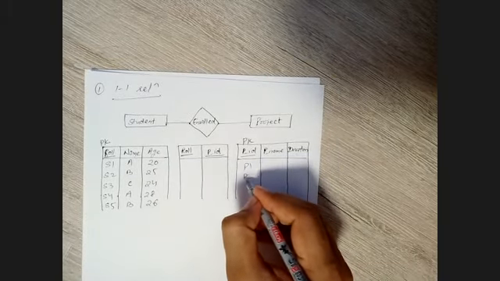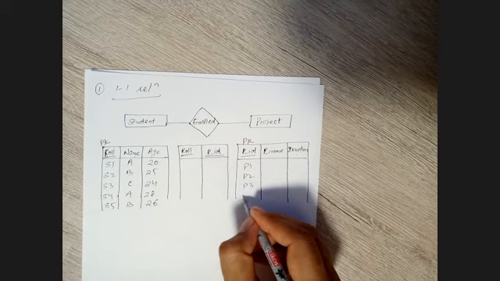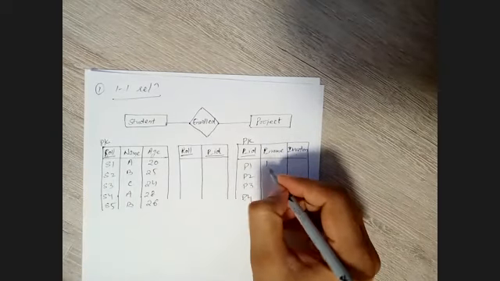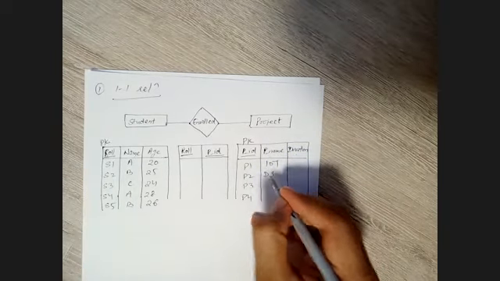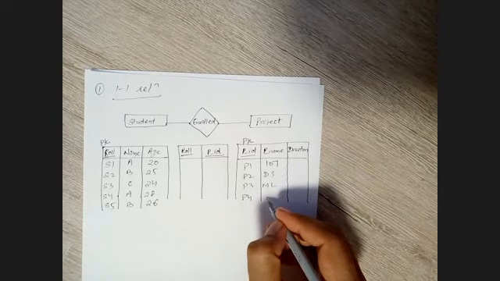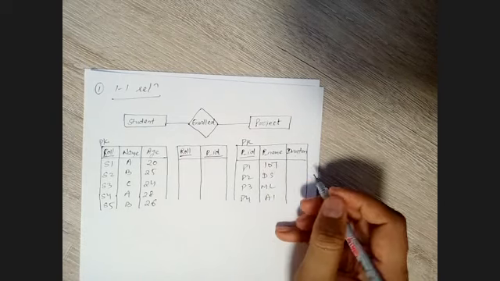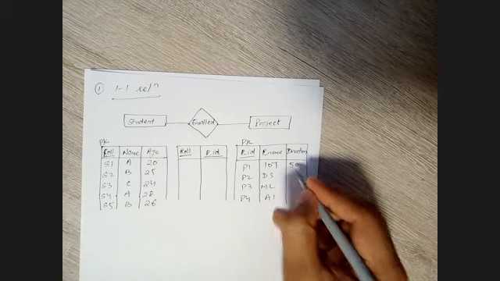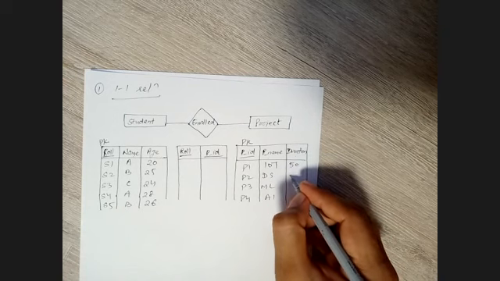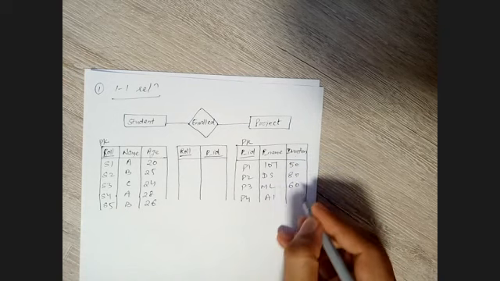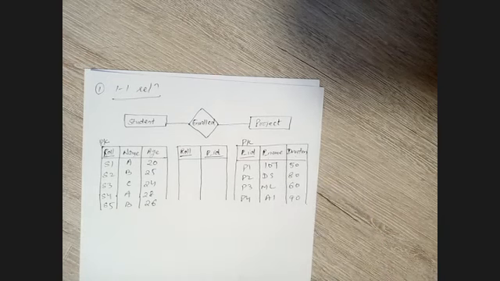Let's say we have P1, P2, P3, and P4. Let's say the projects are IoT, data science, ML, some artificial intelligence. The course duration is, let's say 50, 80, 60, and 90. Right. Let's say we have taken this data here.